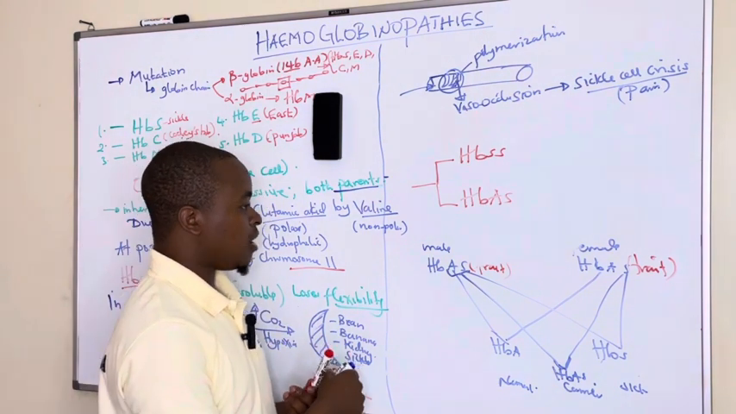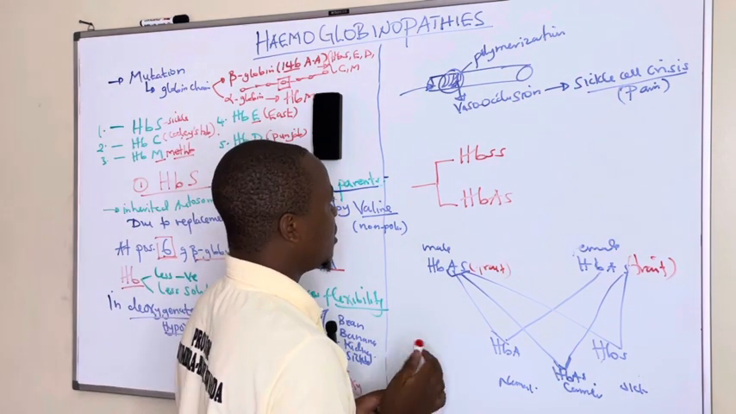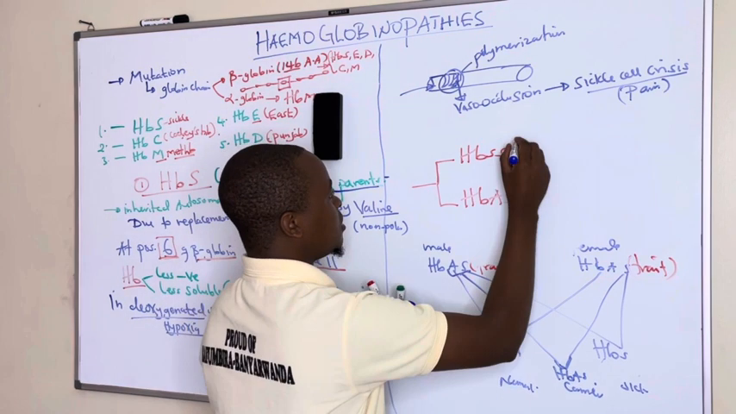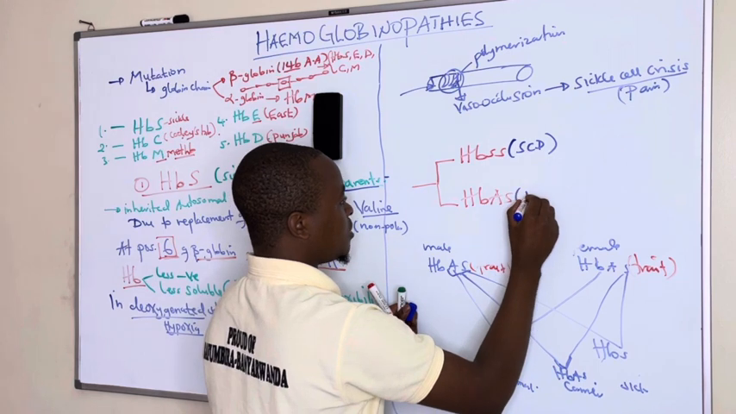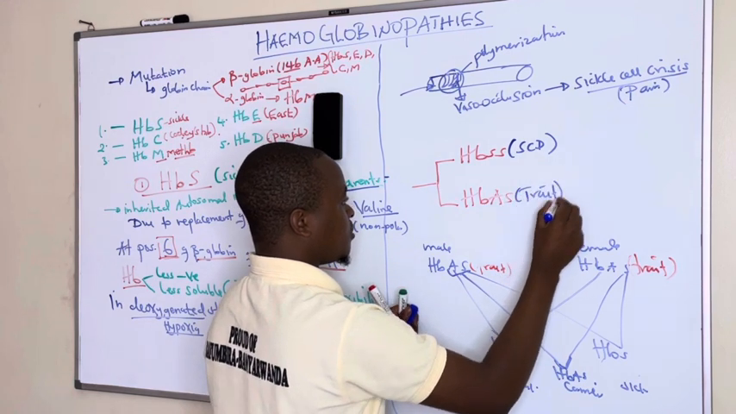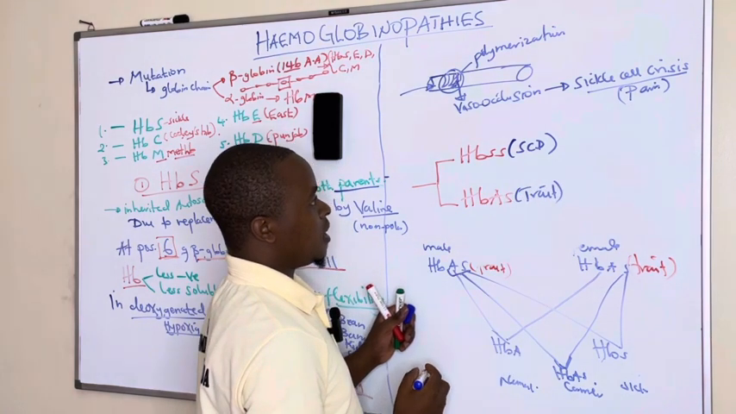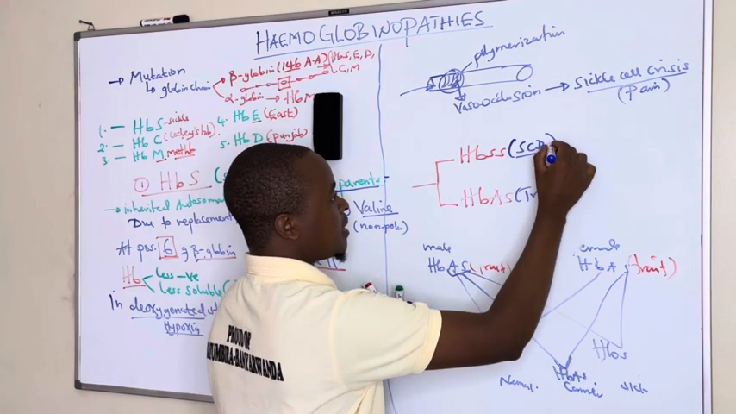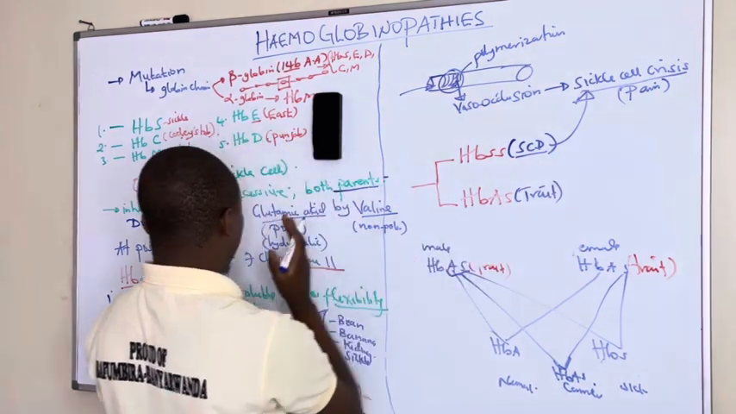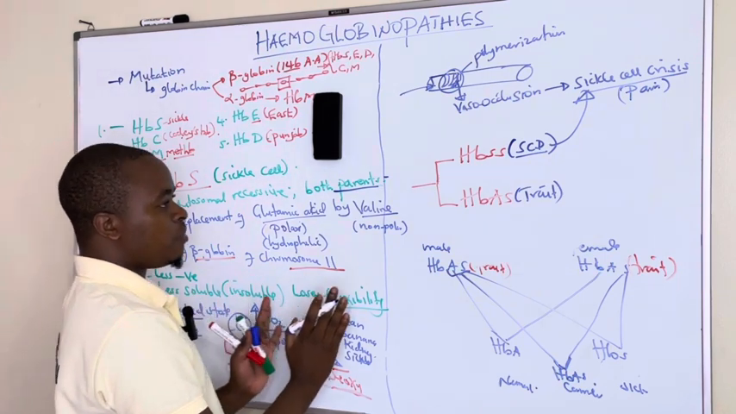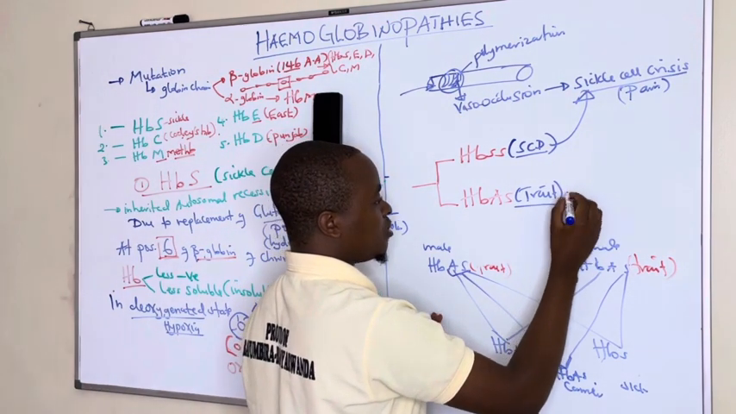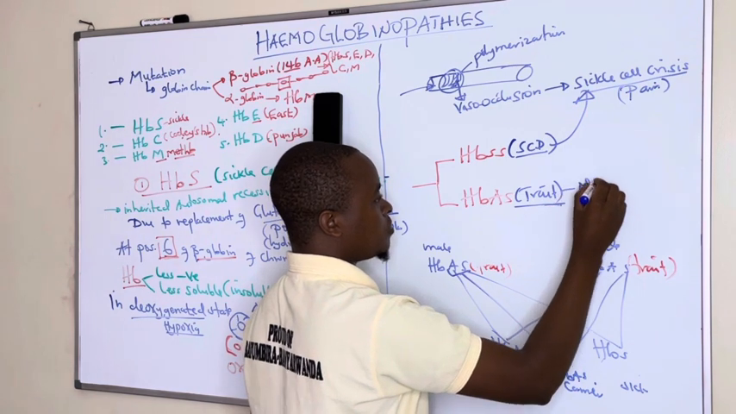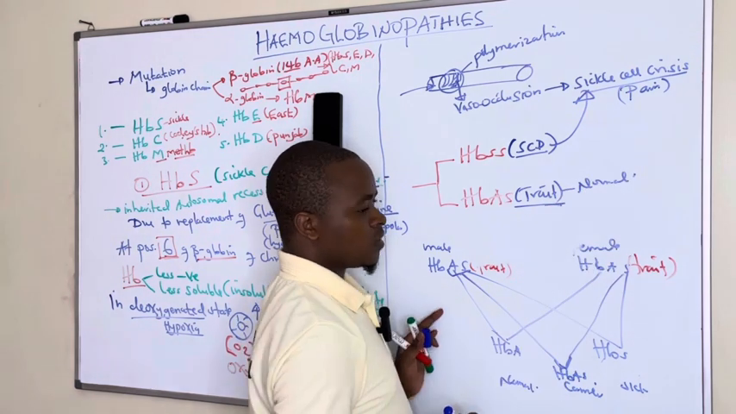And this one is regarded as a sickler. This one has sickle cell disease, and this one has sickle cell trait. These ones with sickle cell disease are the ones that suffer from all the things we have talked about. Whereas the people with the sickle cell trait do not suffer. They are normal.